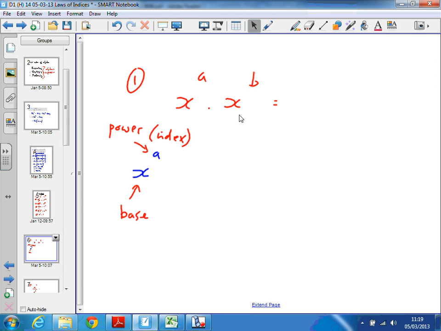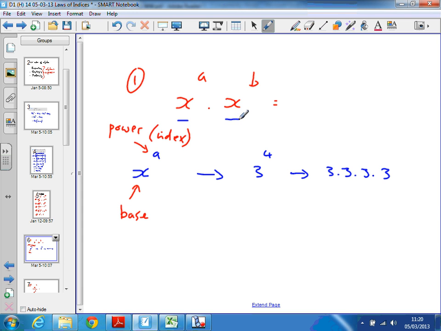For example, 3 to the power 4. And that means 3 times 3 times 3 times 3, as I think we all know. 3 to the power 4, okay? So that's the basic information about these things. We talk about the base and the power. In this first law of indices, and it's the same for all of them, the base must be the same or it doesn't work. So whatever number that is, it's got to be the same here.